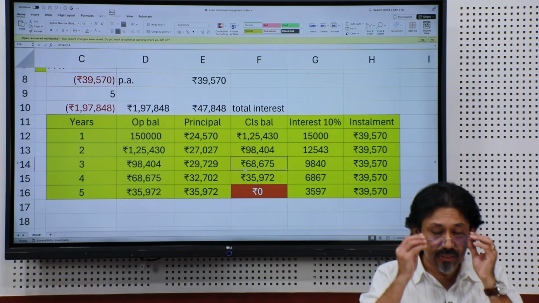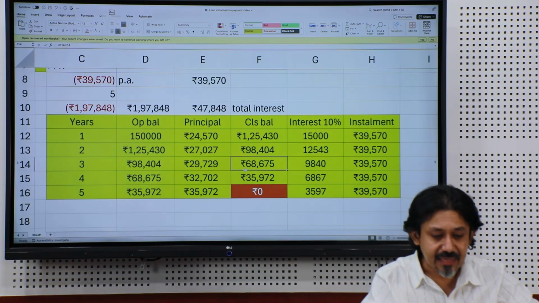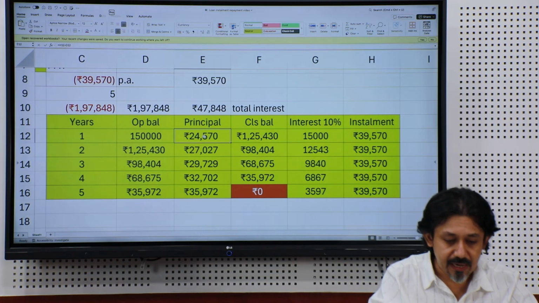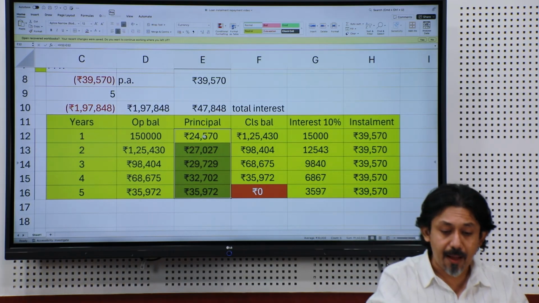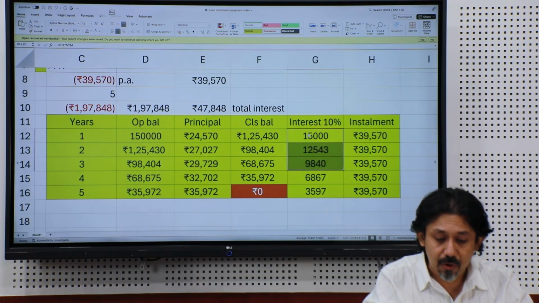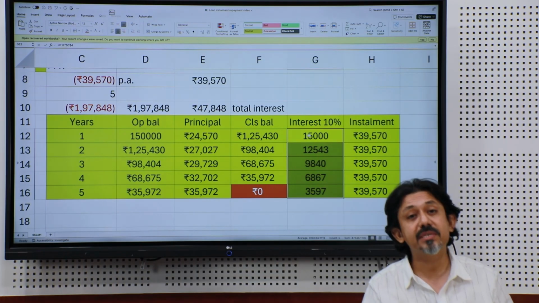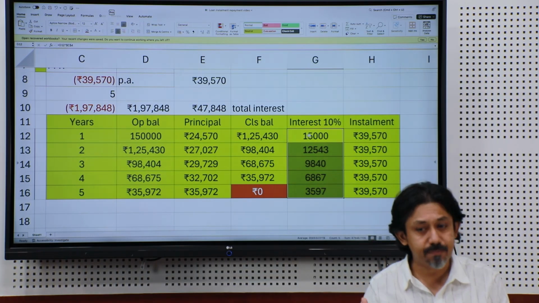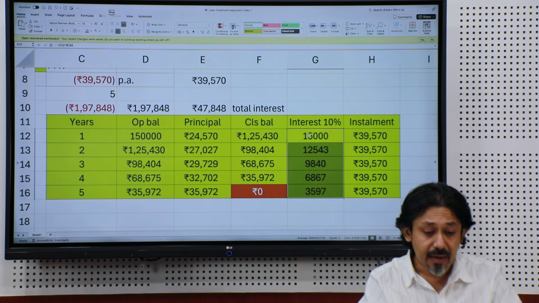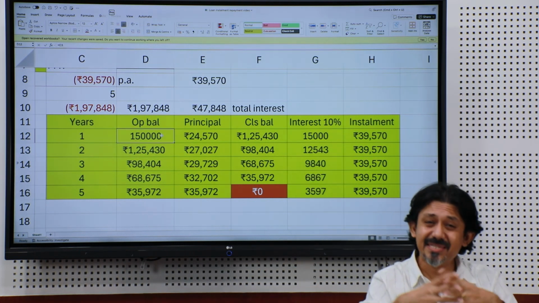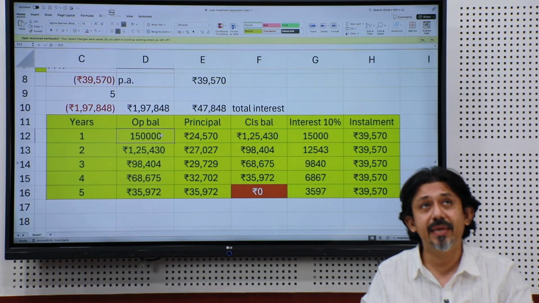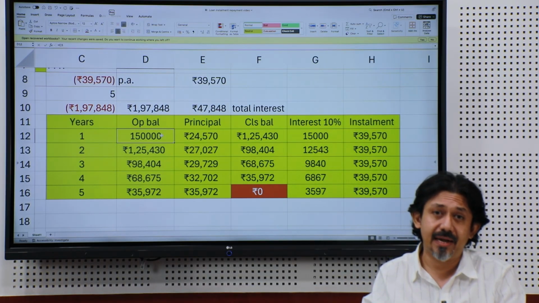Which clearly tells you that as you start repayment from 24 to 27 to 29 to 32 to 35, the principal amount is going up and the interest amount is reducing. Hence, we call this the reducing interest balance method. Now, what you should be able to do is prepare several such tables and be very efficient at preparing them.